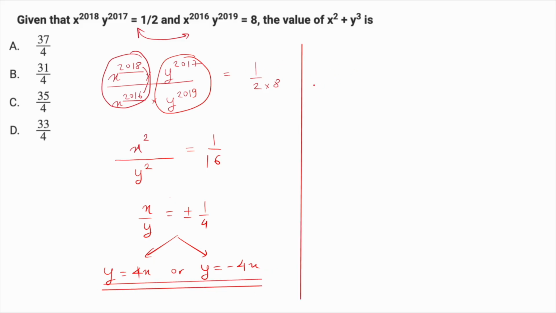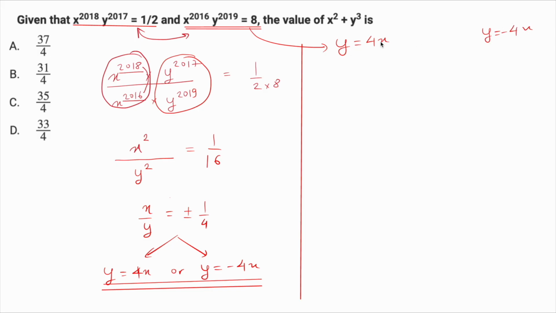Now this value of y you can substitute in any of these two equations, the first one here or the second one here. I'm selecting the second one right now. Okay, I'm substituting y in the second equation. So y is equal to plus or minus 4x. We'll first put y is equal to 4x and then we'll put y is equal to minus 4x to see what we are going to get.